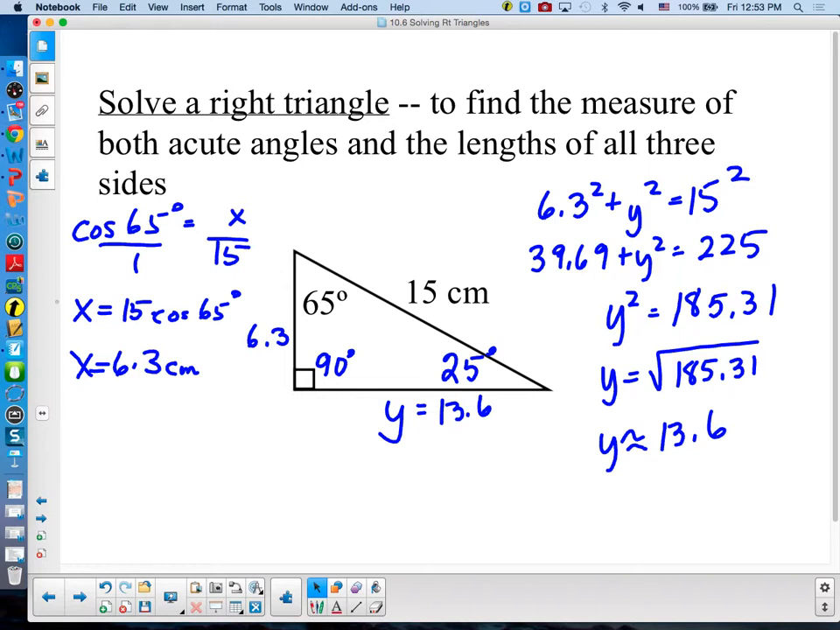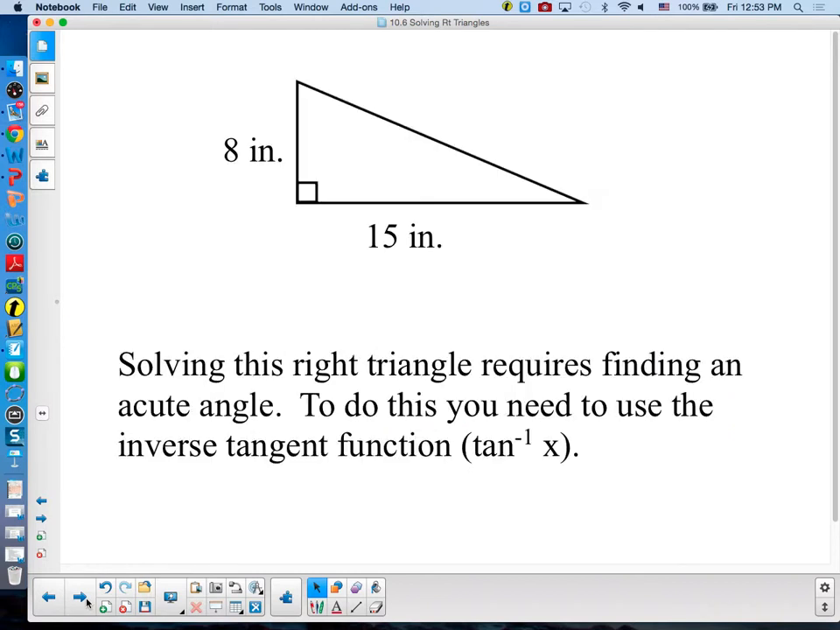Okay, so let's try and solve this triangle. Write this as an example. You don't have to do all the notes there, but that tells us we're going to have to do what's called an inverse.